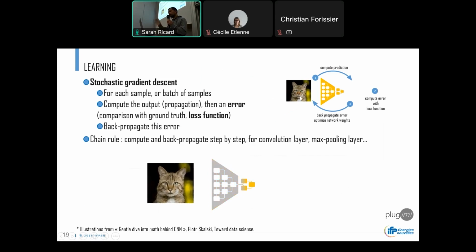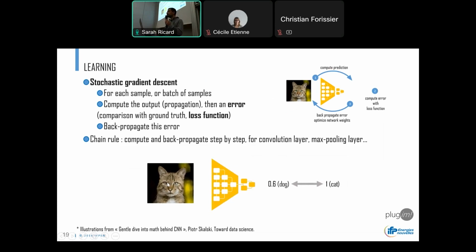To do it in a practical way, you need an input image. You use your CNN to compute an output. You compare this output with the ground truth output. So you have a learning database, and you know the input and the output. You compute the output with the CNN, you compare it with the ground truth, and it gives you an error. And you use this error to correct the parameters of your CNN.